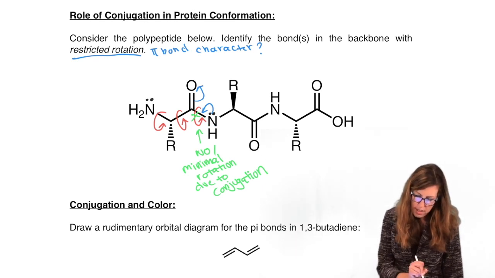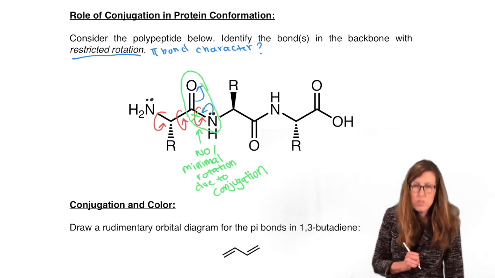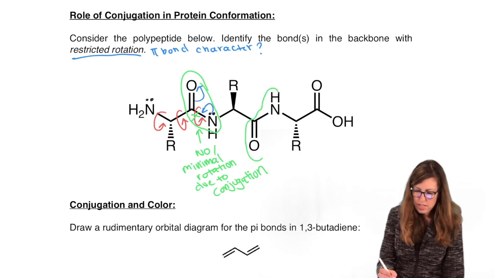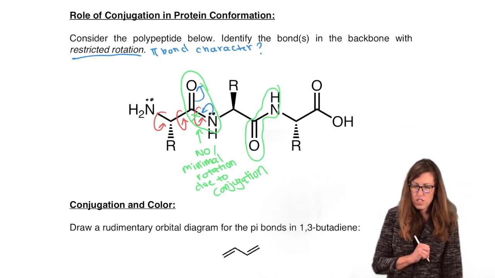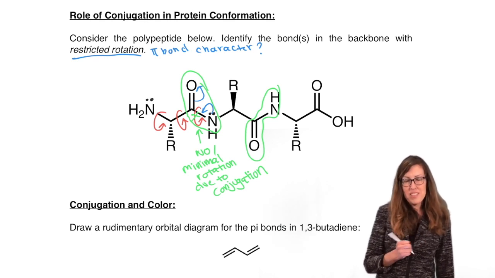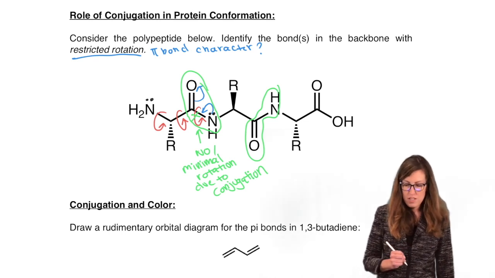Is there a color I haven't used? I'll keep with green. So this has restricted rotation. That'll stay planar. Do we have any more amide linkages? Yes. This one stays planar. So watch out for that when you have proteins, because it comes back. This is a continuous concept that builds into other classes.